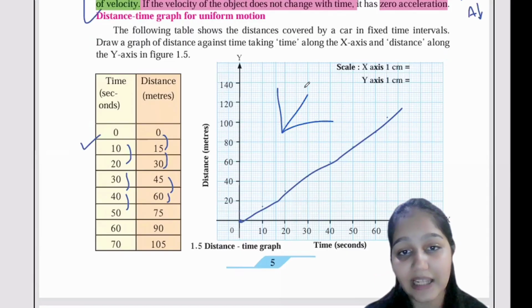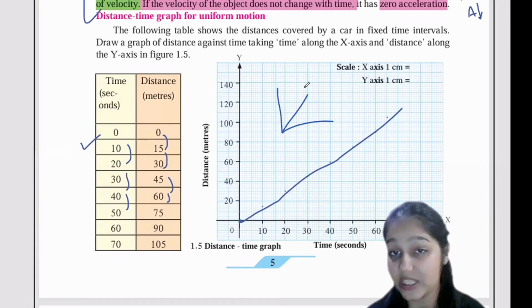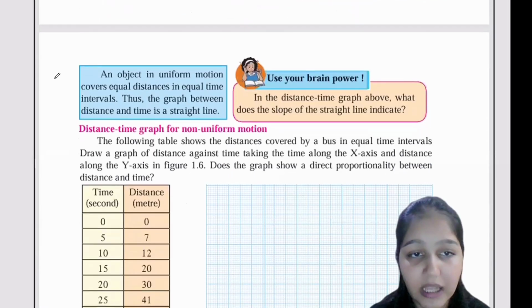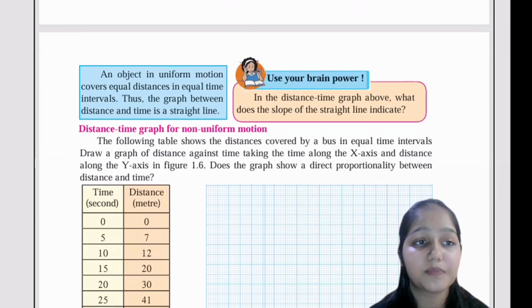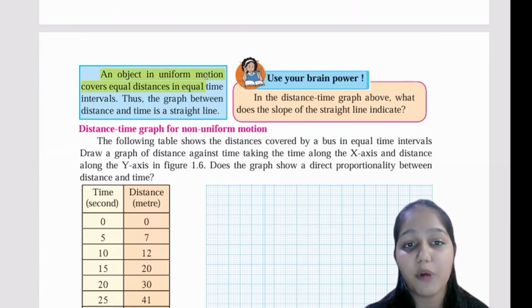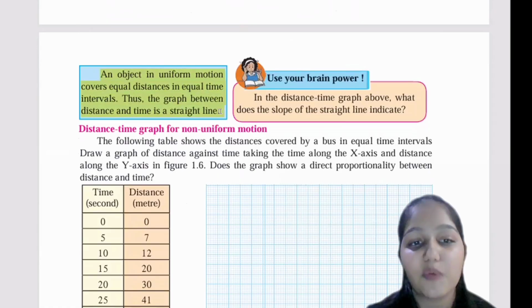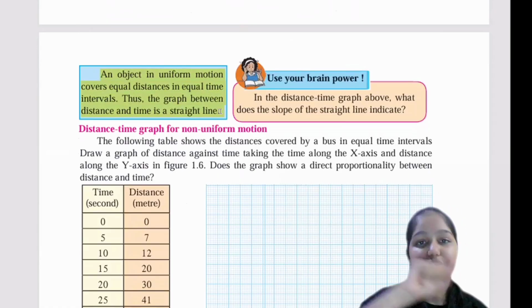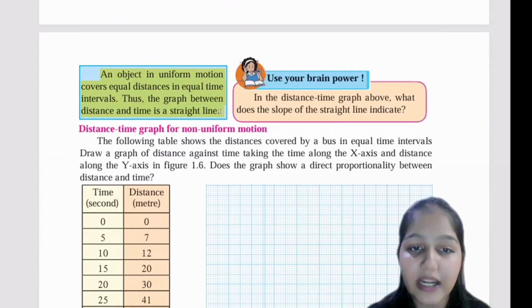This is always an accelerating graph. This is a positive graph that we have already learned. So please make sure that you understand this. A uniform motion object covers an equal distance in an equal interval of time. Thus, the graph between the distance and the time is a straight line. Can you see that? This is a straight line.